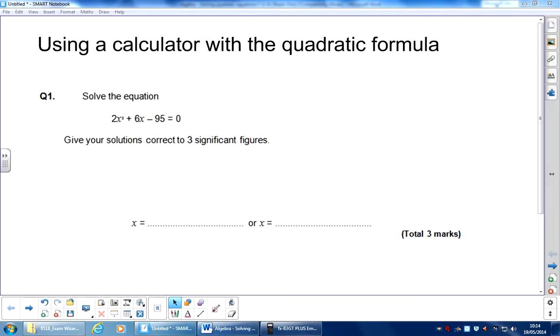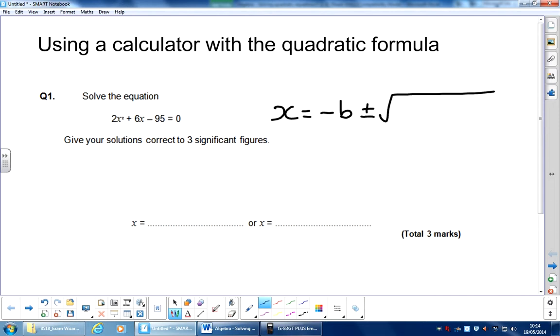In this video, we're going to look at how to solve quadratic equations using the quadratic formula. The quadratic formula is given to you in the front of a GCSE paper, and it looks like this. X equals minus b plus or minus the square root of b squared minus 4ac all over 2a. And I must admit, it does look quite scary. However, if we break it down, it's not too bad at all.